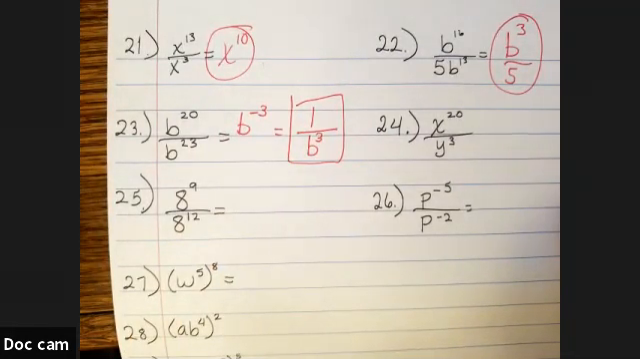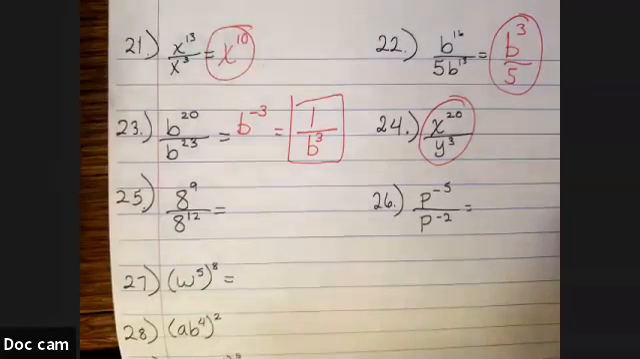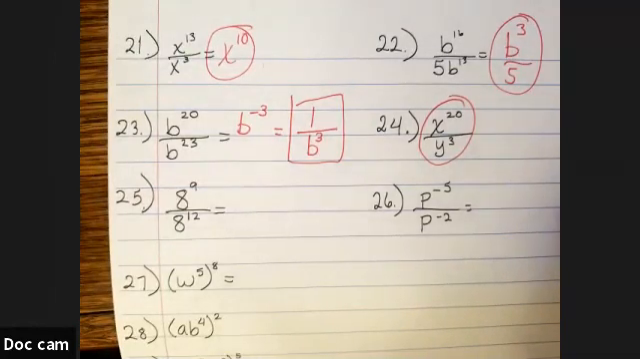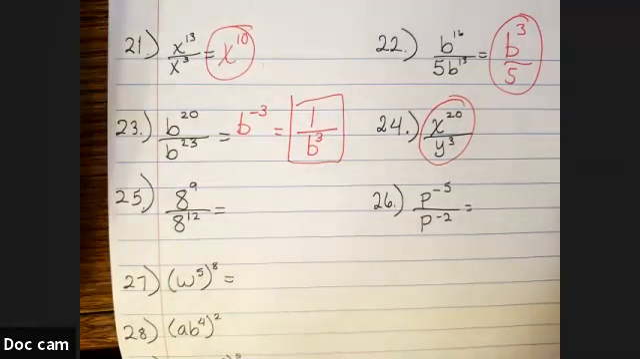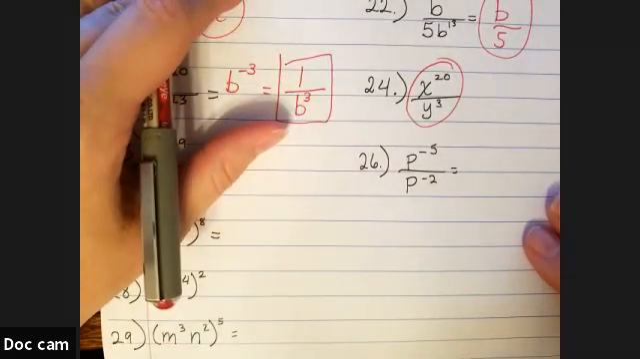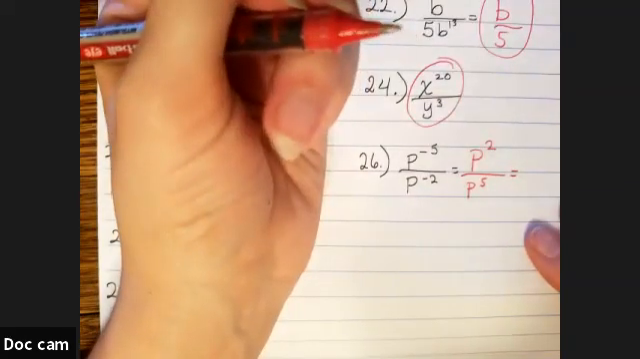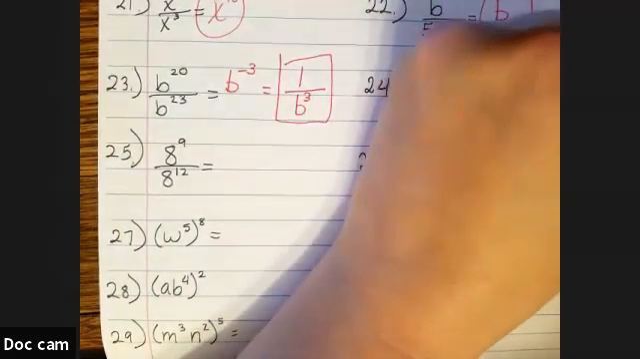Number 24 can't be simplified because those are not like bases, so you can't simplify that. Number 26, we have a couple of negative exponents there. So one thing we could do is you could go ahead and just flip the whole thing, and that will get rid of both of the negatives. So that would make it p squared over p to the fifth. And then that's going to end up as 1 over p cubed.